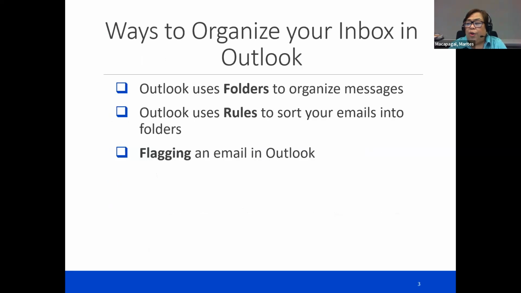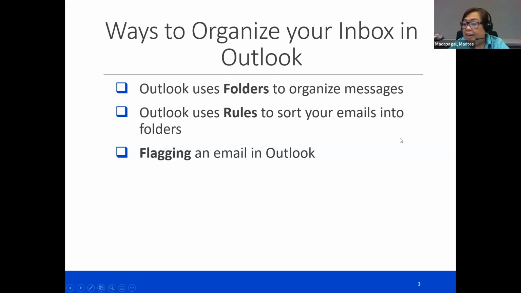Now, there are ways to organize your inbox in Outlook. First, Outlook uses folders to organize messages. Secondly, Outlook uses rules to sort your email into folders. And lastly, flagging an email in Outlook. Those are the three ways to organize your inbox in Outlook. I'm going to show all of you how to do all of this: how to create the folders and organize in the folders, how to create rules, and how to flag emails in your Outlook.